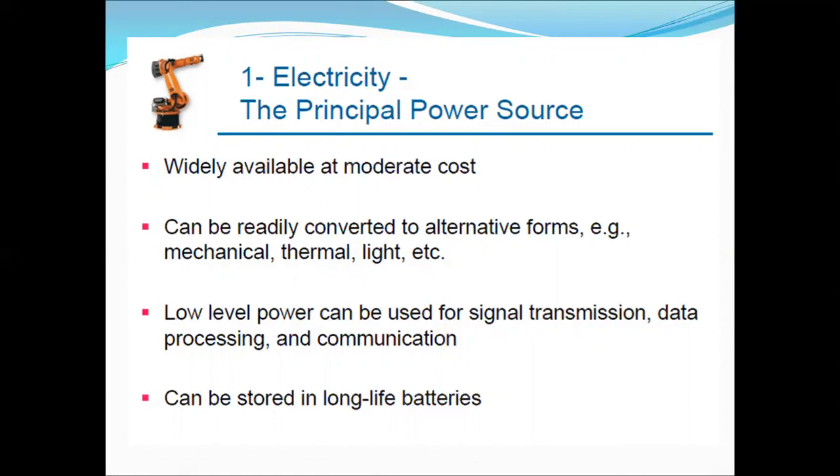in some cases we require a low level of power, for example, signal transmission systems, data processing, and communication. That can be easily done with the help of the power source, where we can use transformers to convert high power to low power. Another advantage of electricity is that it can be easily stored in a battery or used as a power backup, right? Long life batteries are used as a power backup, and this electricity can be easily taken, stored, and reused for the operations.